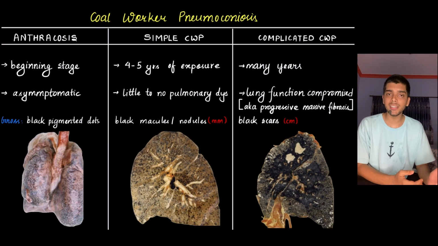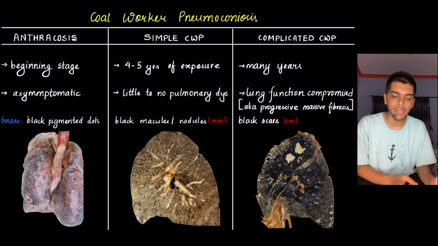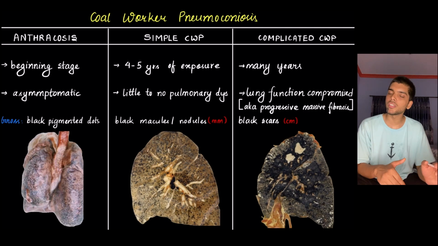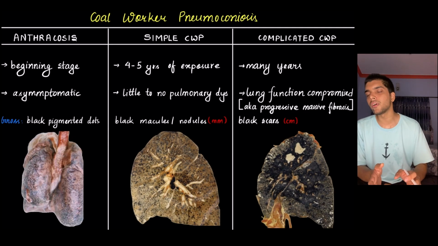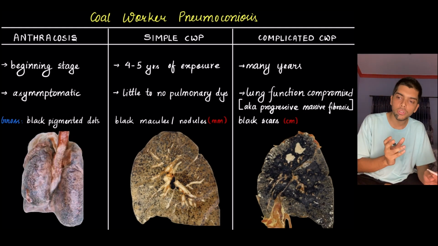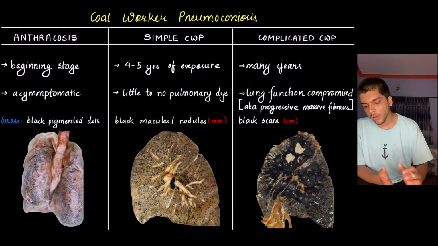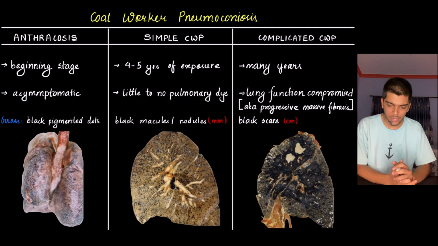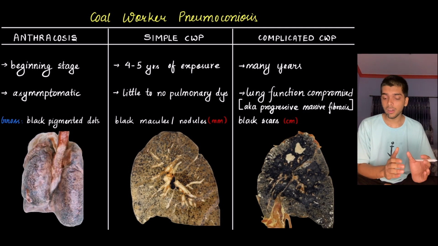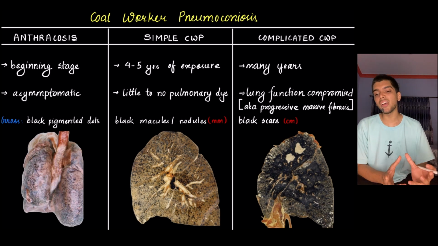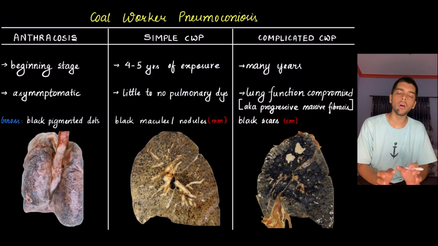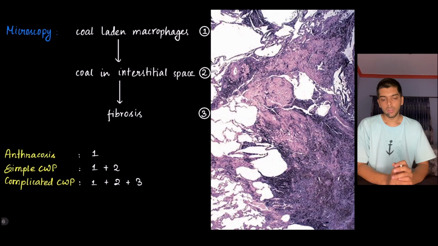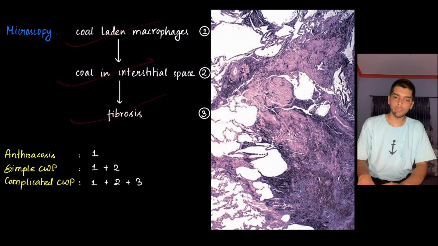Anthracosis is at beginning stage, it is asymptomatic and there is presence of black pigmented dots. Simple coal worker pneumoconiosis is often 4 to 5 years of exposure where there is little to no pulmonary dysfunction and there is presence of black macules or black nodules. In complicated coal worker pneumoconiosis, there is many years of exposure, so there is lung function compromise. Since there is immense fibrosis, it is also called progressive massive fibrosis, and there are centimeter long black scars. Microscopically, you can see coal-laden macrophage, coal in interstitial space and fibrosis.